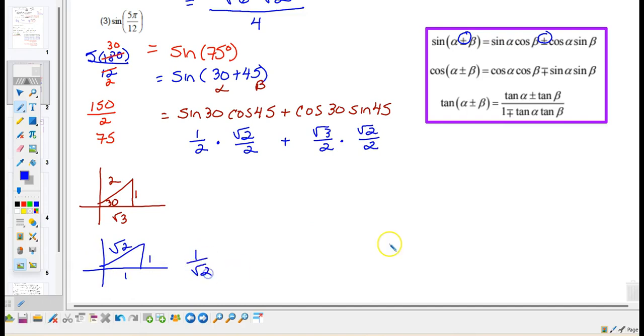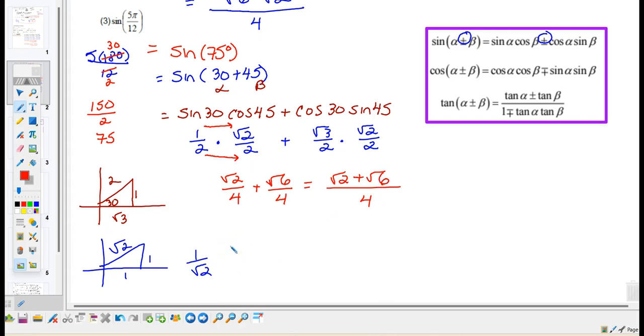Got to change your 1 over root 2. We don't want that radical in the denominator. Multiply numerators. Multiply denominators. It's adding in between. We've got a common denominator. And there's our final value.